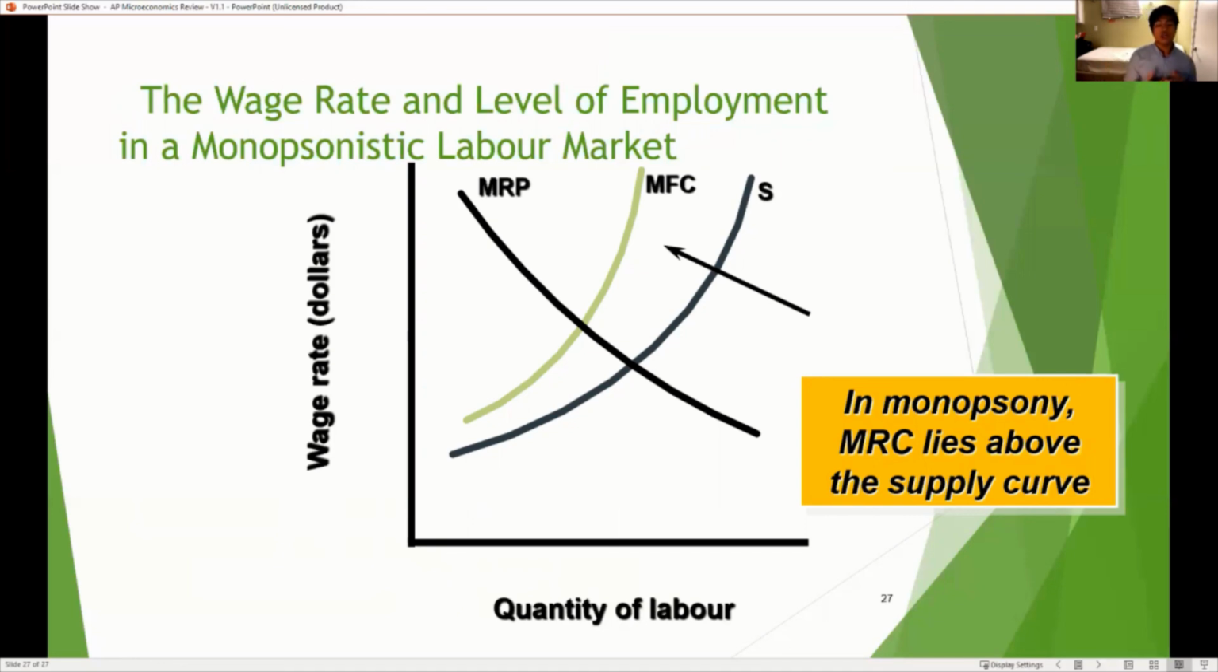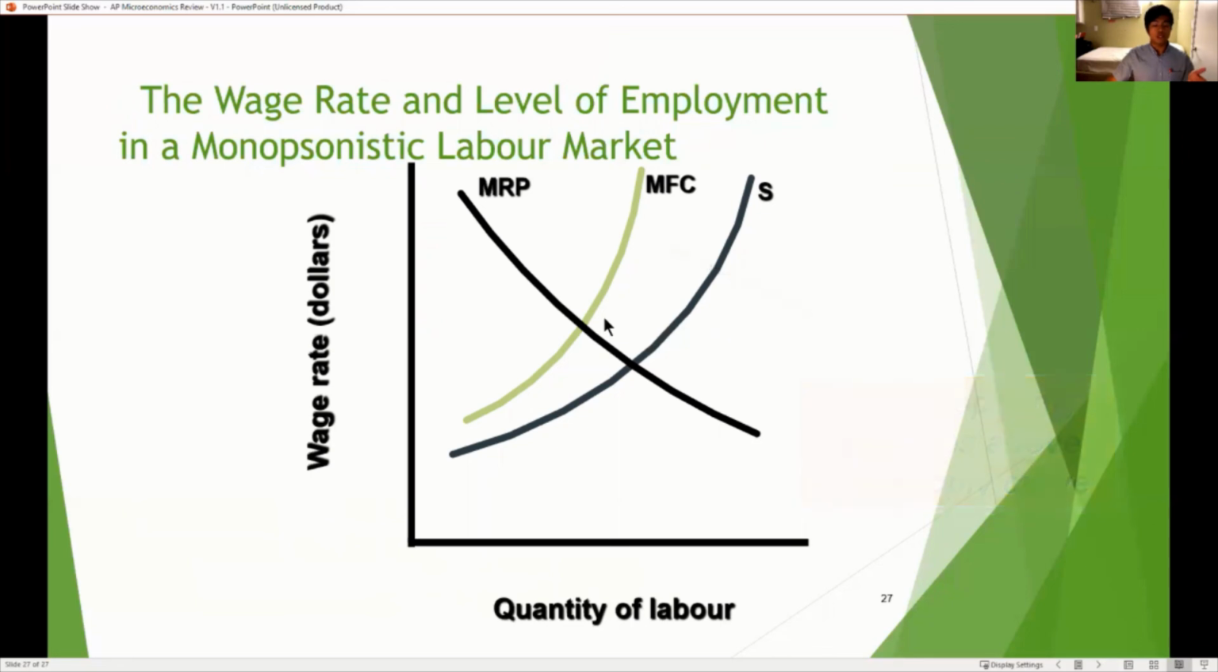So when it comes to marginal factor cost, it's going to lie above the supply curve to account for that increase in wages. And so this firm is going to hire where MRP is equal to MFC, and they're going to charge a wage down on the supply curve and hire QM units. So in contrast to PC labor markets, there are fewer workers being hired, and they're also being paid a lower wage.